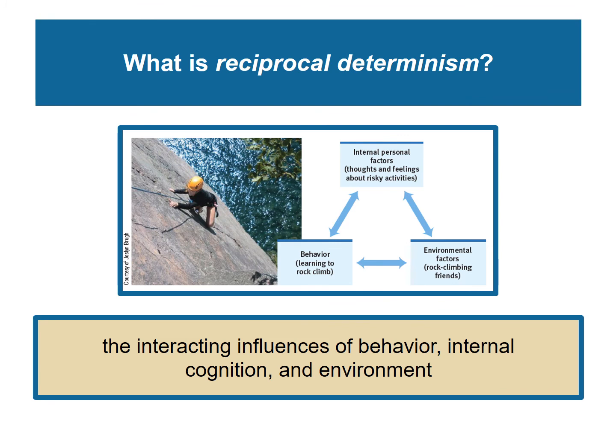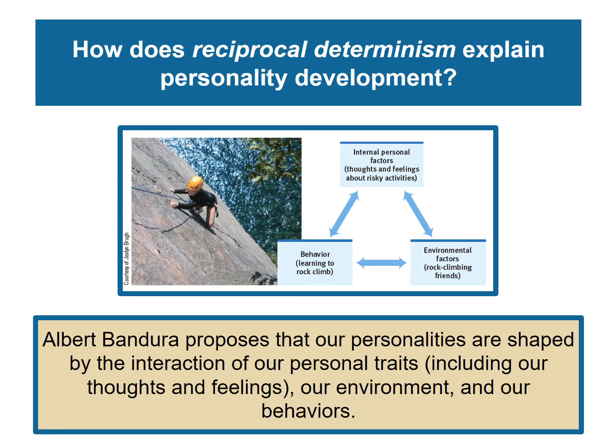What is reciprocal determinism? The interacting influences of behavior, internal cognition, and environment. So we have personal factors such as thoughts and feelings about risky activities. We have the behavior, which is learning to rock climb, and we have the environmental factors, which are rock climbing friends.